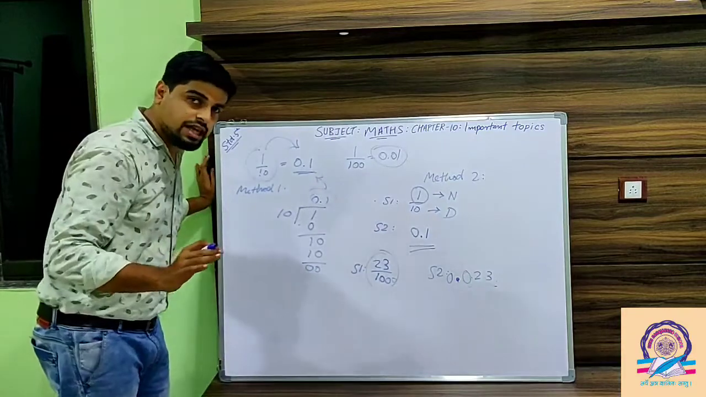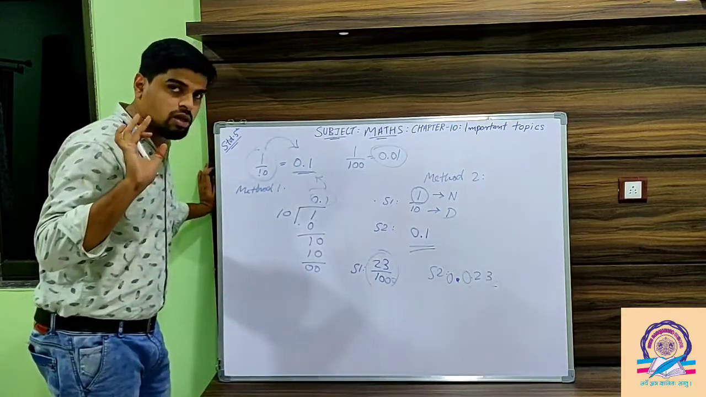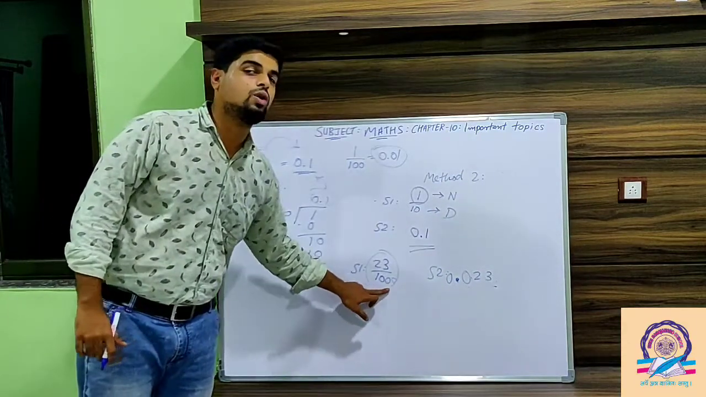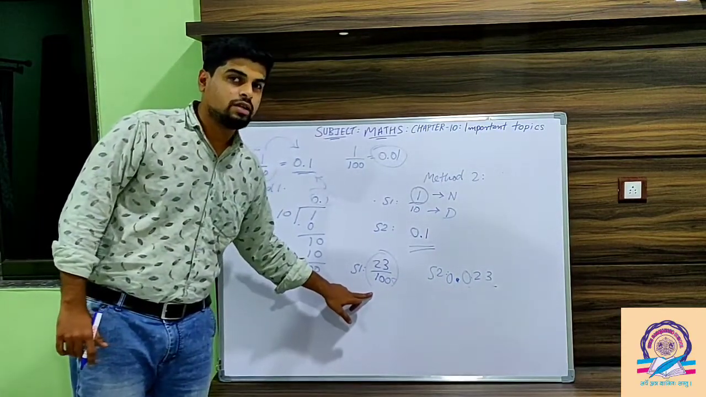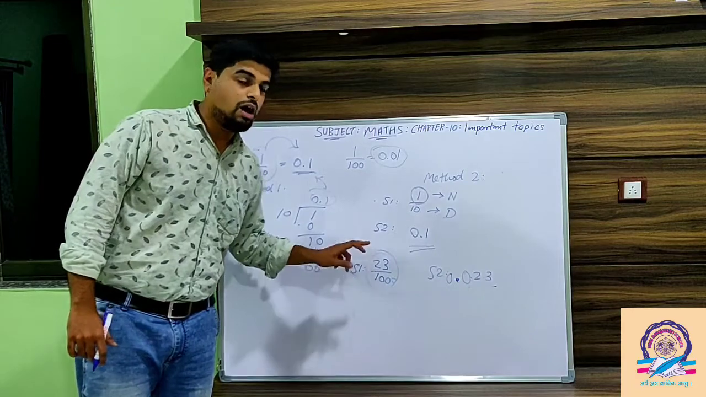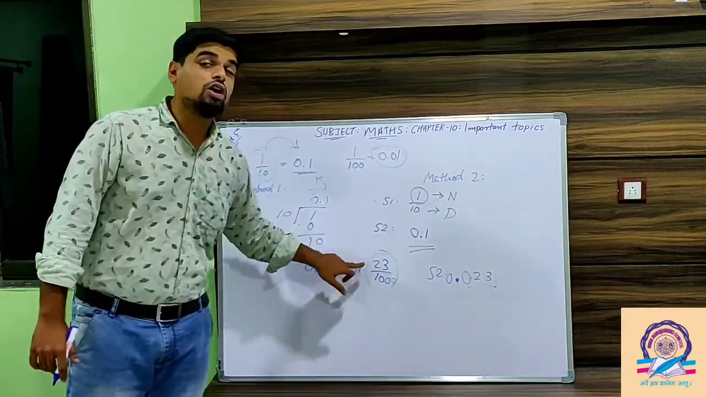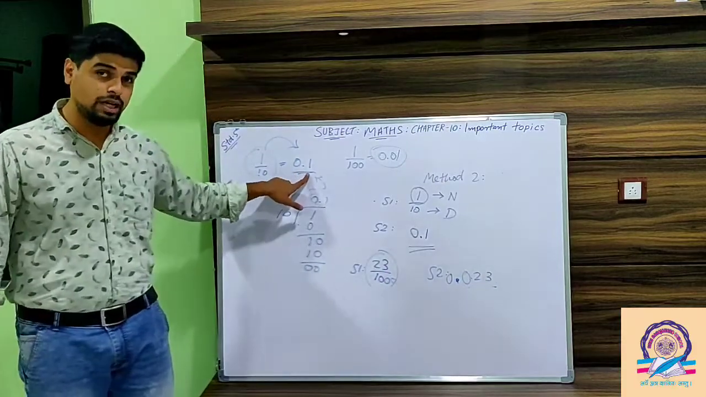If no digit is there, you have to put 0. And how to put the decimal point? Depending on the number of 0s in the denominator. Is it clear? How to convert any given tens, hundreds or thousands into decimal point?